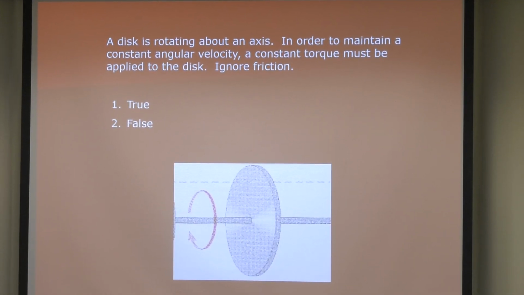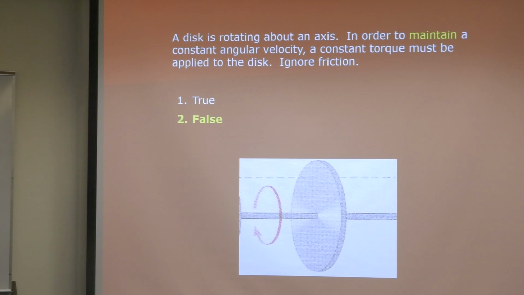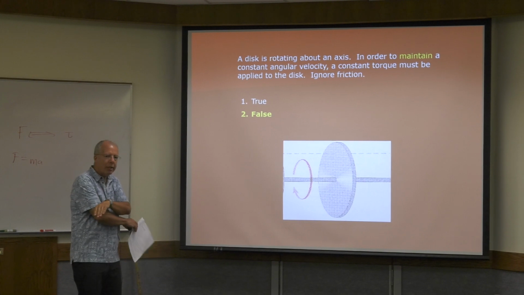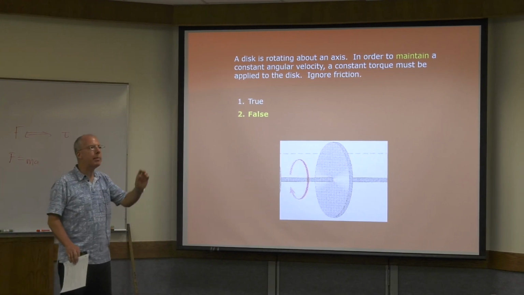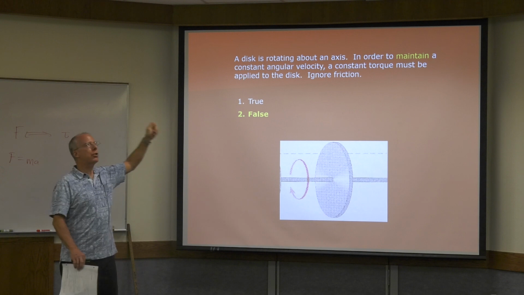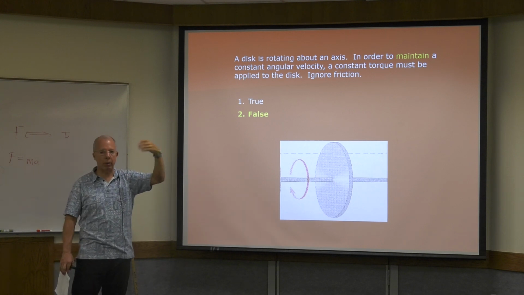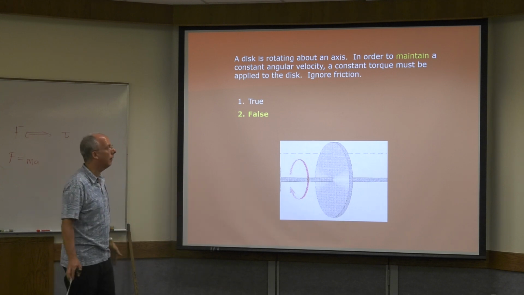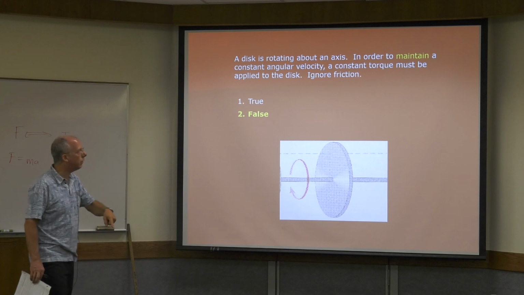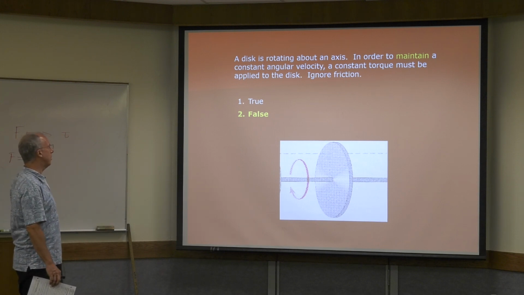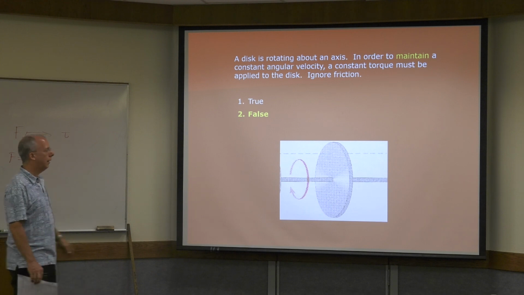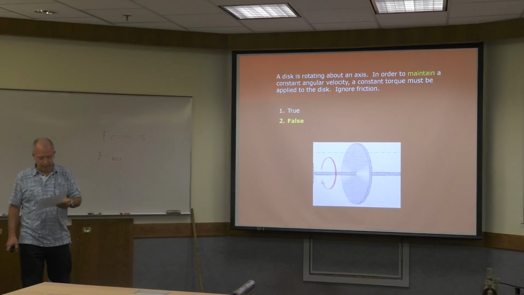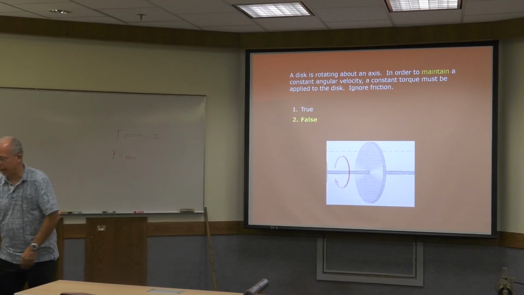Okay, so we're back. The answer is false, totally false. Come on. In order to maintain a constant angular velocity, you don't need any torque. Think about it. You're in deep outer space. You throw something. There's no external force on it. So what do you say? The acceleration is 0. The velocity is constant. It's the same thing here. Constant angular velocity means the angular acceleration is 0, so the torque is 0. Just like F equals ma. Exactly like it.